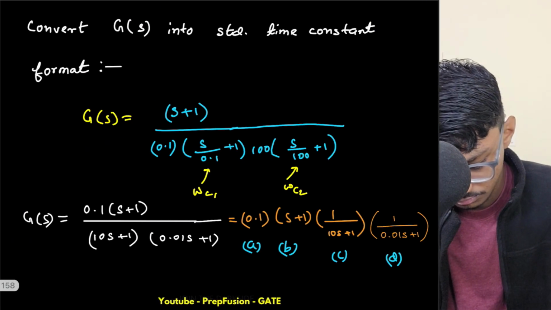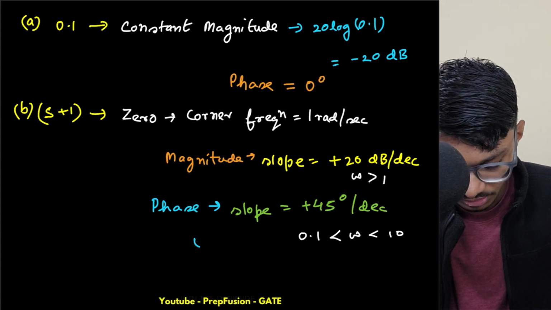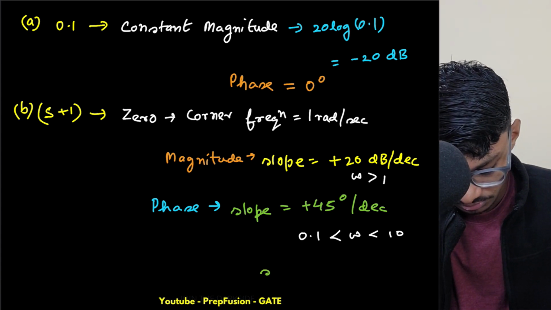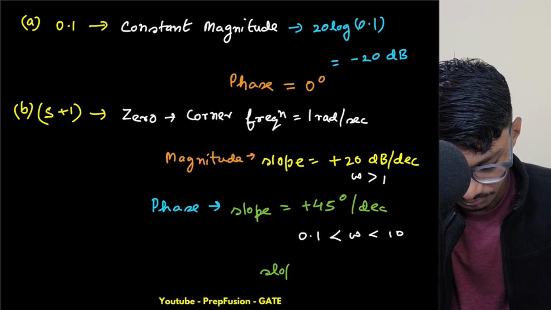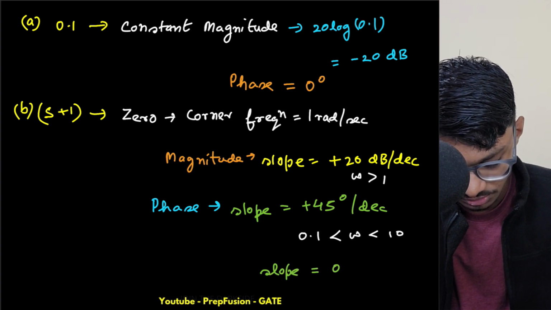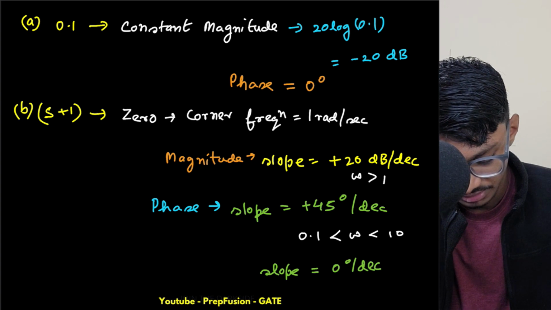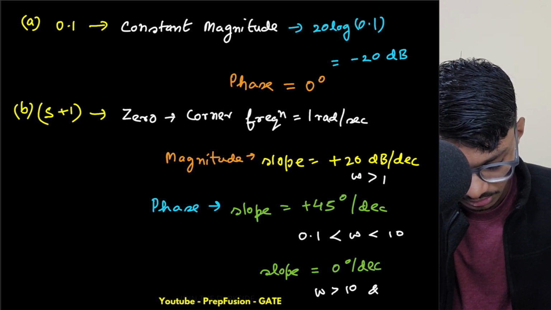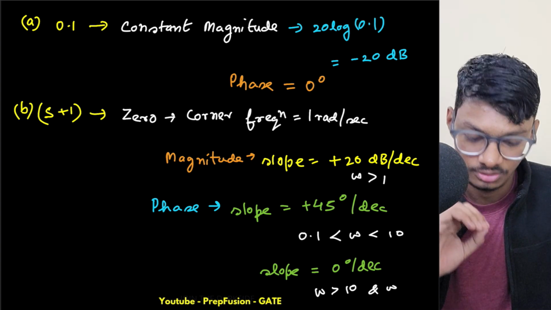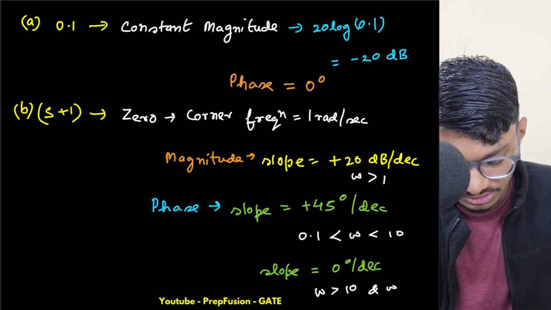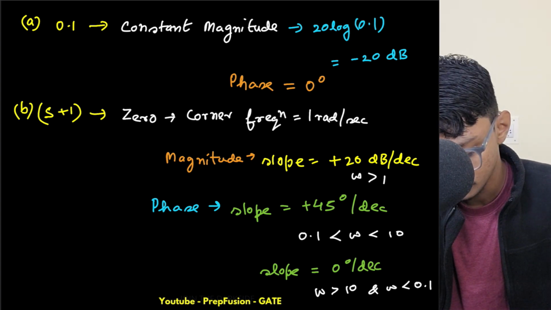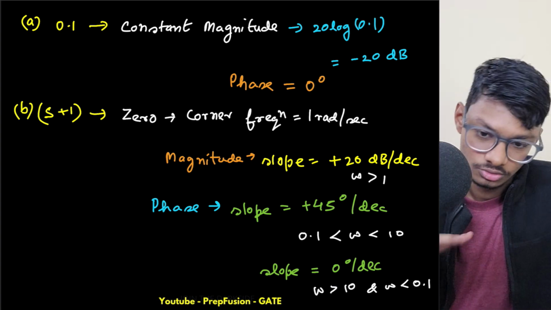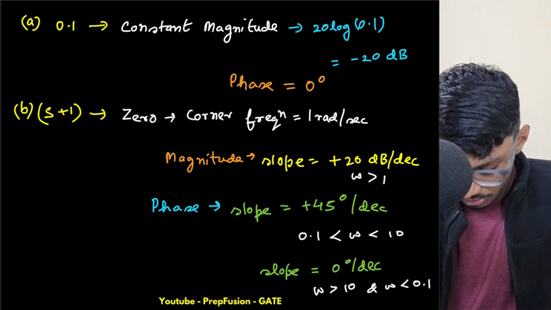After that the slope becomes 0 degrees per decade for omega greater than 10 times the corner frequency. It is understood that these are all in radian per second, I'm not writing this again and again. Okay, so the slope becomes this. So these are about the phase and slope of the zero.